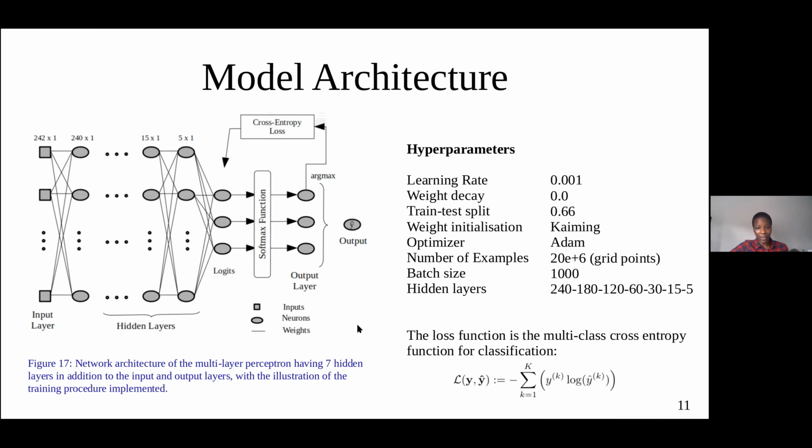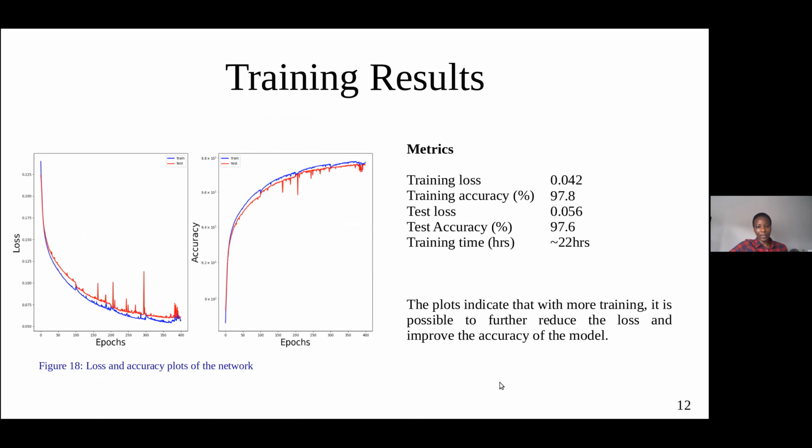where we wanted a more generalized model, and we simply use the cross entropy loss function for classification, the classic function. And this is the result of the training. So we can see the results.